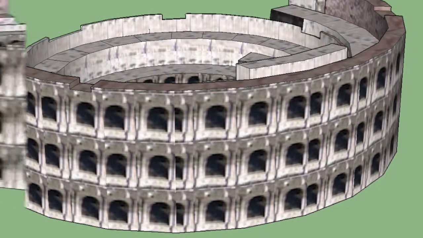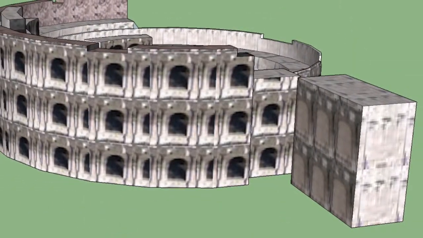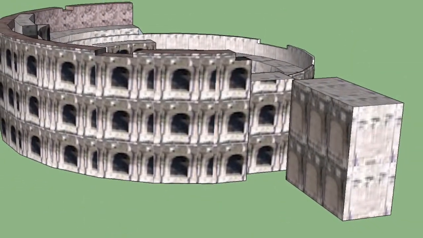Today, it is one of the major tourist attractions in Italy, playing host to 4 million visitors each year from all over the world.